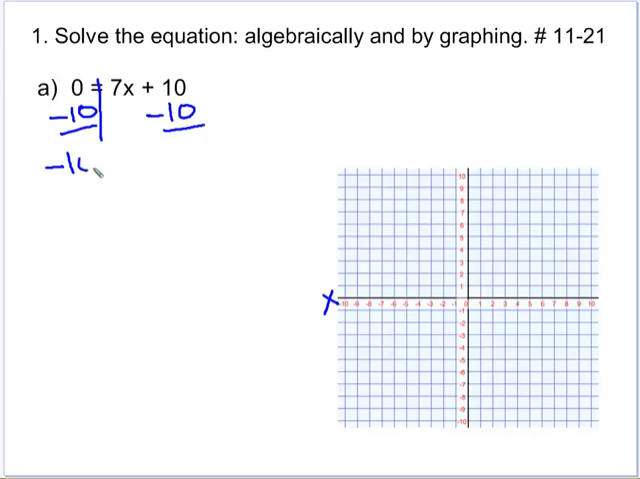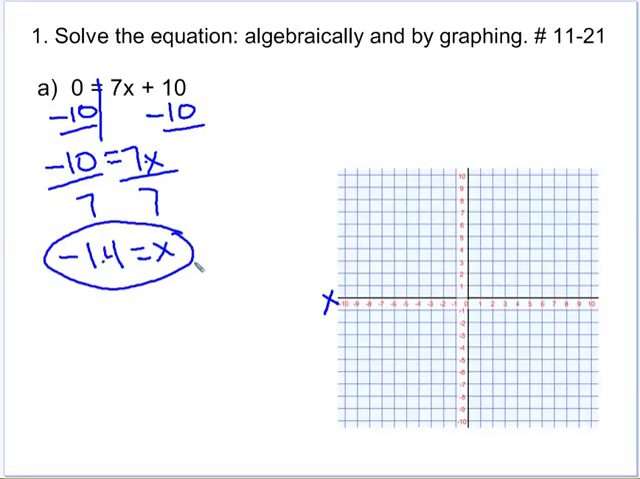Negative 10 equals 7x, and then divide each side by 7. If I calculate this, I get about a negative 1.4 equals x. And that's only important for me to check my answer to see if I did it correctly.